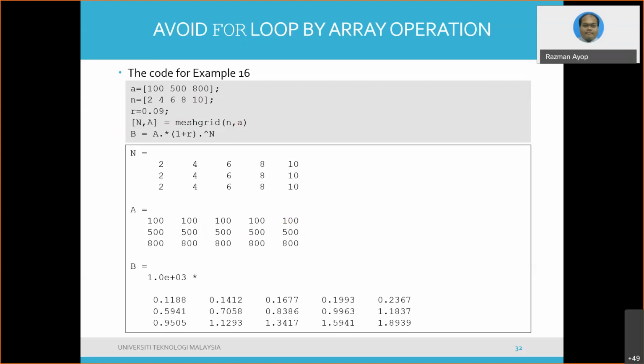And then you multiply the arrays using a dot. Remember the dot multiplication? Dot here. Automatically it will calculate everything. So it is much faster actually. But it is a little bit confusing, because if you are not familiar with meshgrid, it is quite difficult to multiply. So try to understand how to do this.